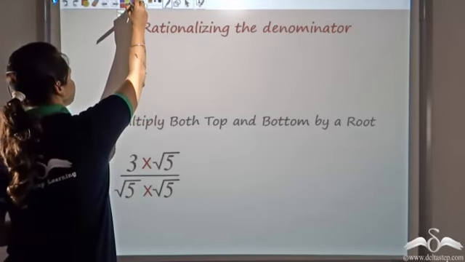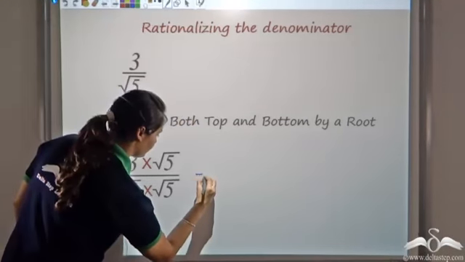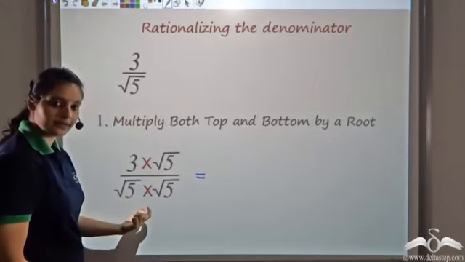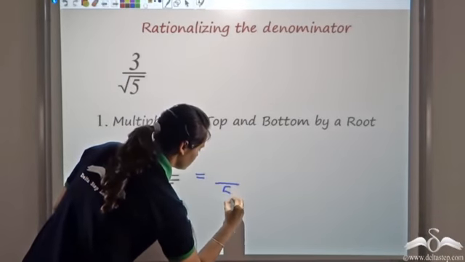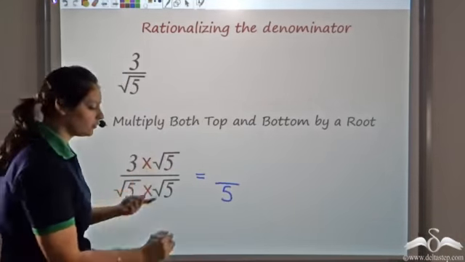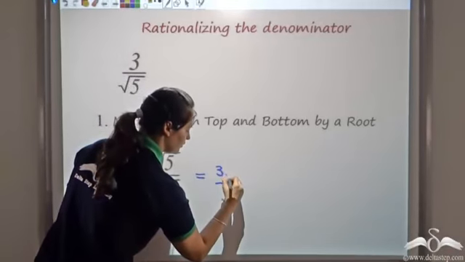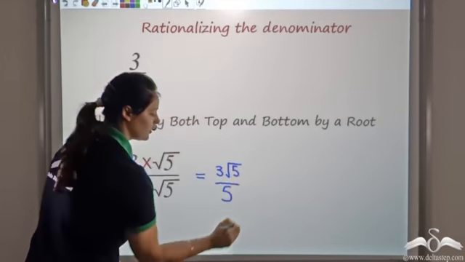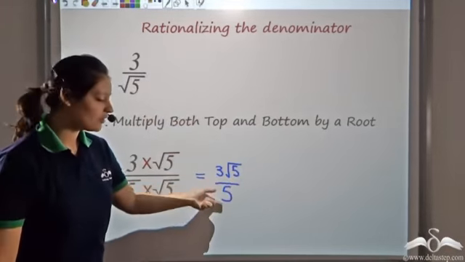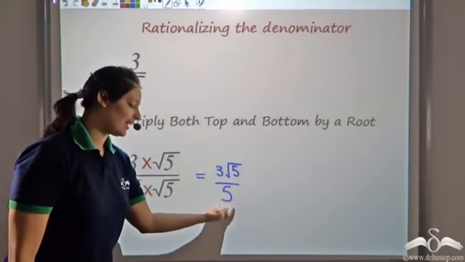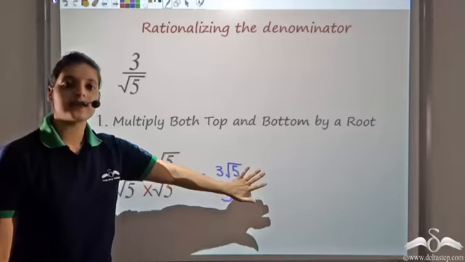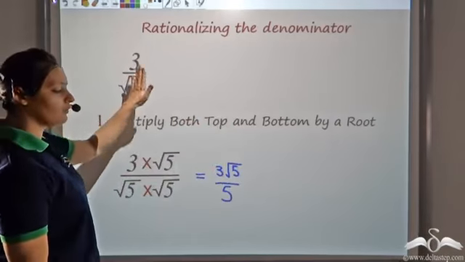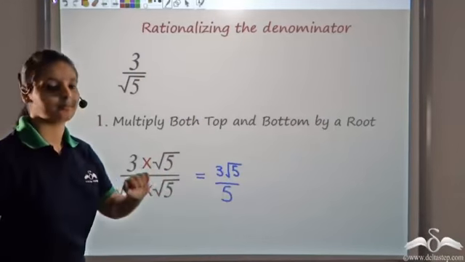Now this gives me, I know under root 5 times under root 5 is just 5. And 3 times under root 5 is 3 root 5. Now I have a number which does not have an irrational number in the denominator. The denominator is rational. So this is the irrational number 3 by root 5 in its simplest form.